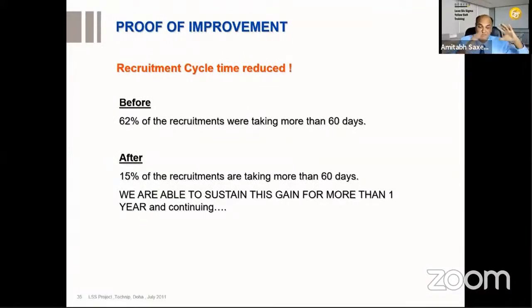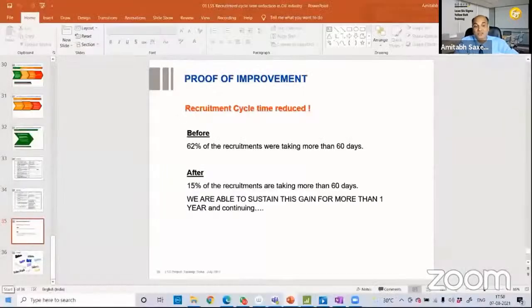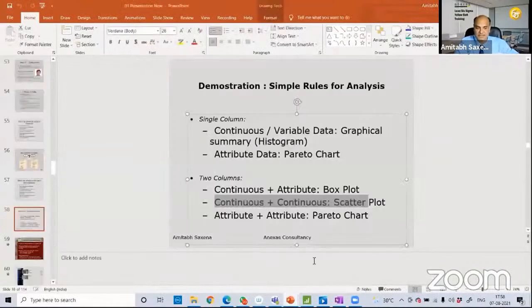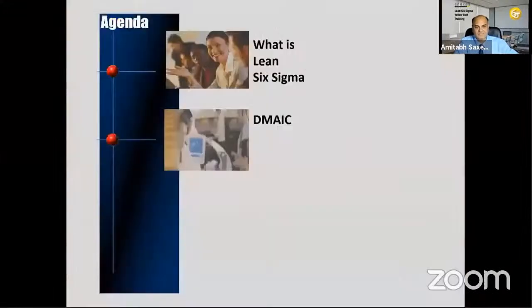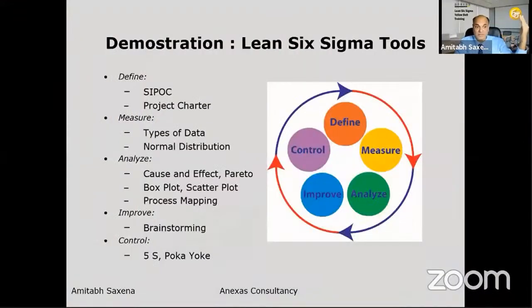So you put some control systems like control plans and control charts. I told you about control charts. Make a control chart, observe your process on a regular basis, and try to maintain it within control. That is how you do an improvement project. Let me check whether you have understood anything or not. Some testing time. We have understood define, project charter, measure, types of data, normal distribution, cause and effect, Pareto, box plot, scatter plot. I have briefly mentioned improve phase brainstorming and control. We have understood some of the tools.